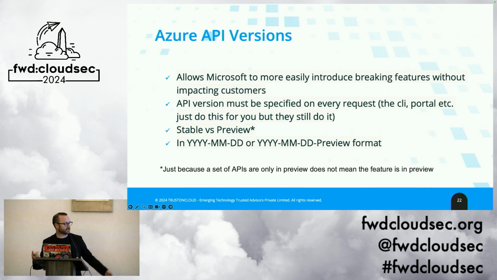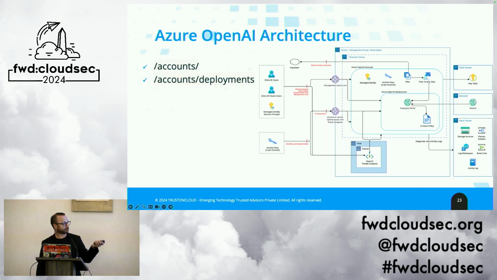I make a note here, just because you've got APIs in the preview branch doesn't mean they're necessarily preview only. I think the Event Hub service has namespaces that only exist in the preview branch, even though it's been a GA feature for years. So don't think of that as your taxonomy for preview versus GA. Look at the documentation to figure that one out.